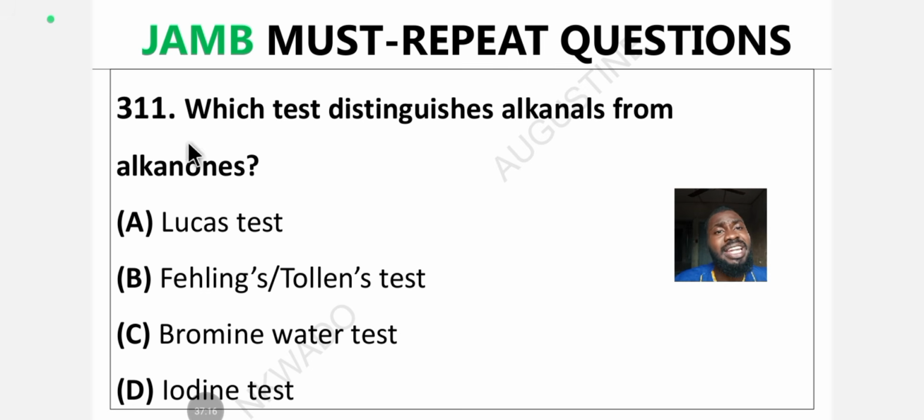Question 311. Which test distinguishes alkanals from alkanones? A. Lucas test. B. Fehling's/Tollens' test. C. Bromine water test. D. Iodine test. What's the answer? I know you know the answer to this question. Now give me the answer. It's very easy. Drop the answer in the comment section, my scholar.